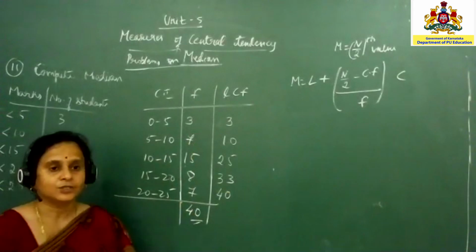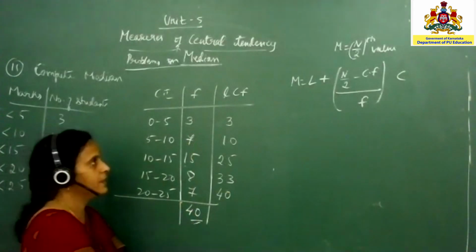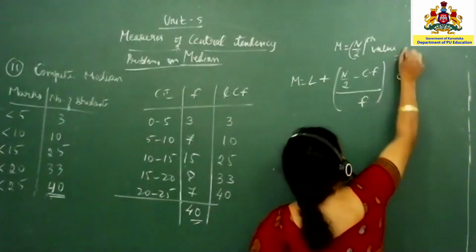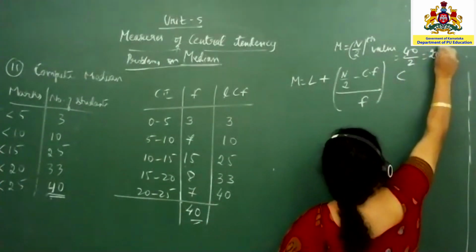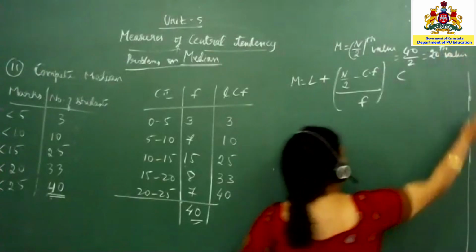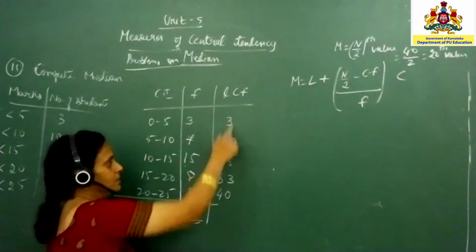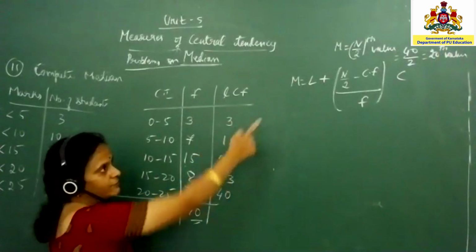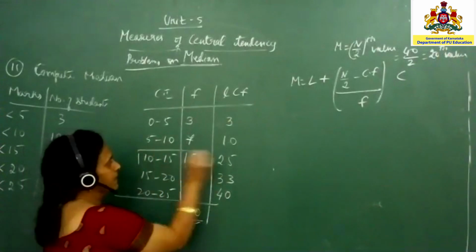Next I should get n by 2. So n by 2 is 40 by 2, which is equal to 20, so I will be getting the 20th value. Okay, the 20th value, again the same number, right? So cross-check here: 25 is the number which is greater than that 20. So here I will mark this one.